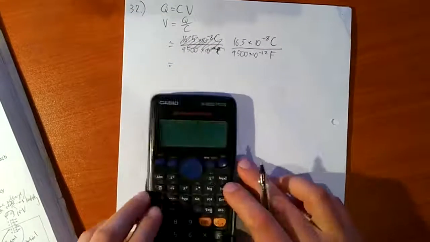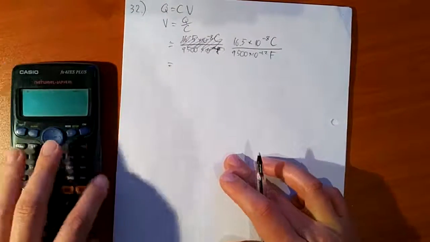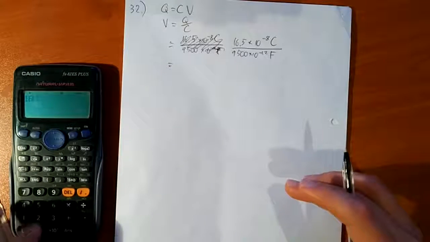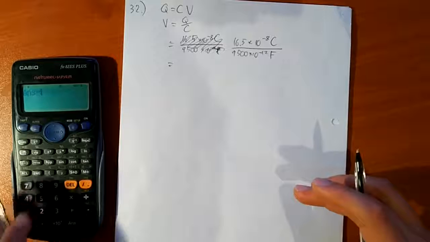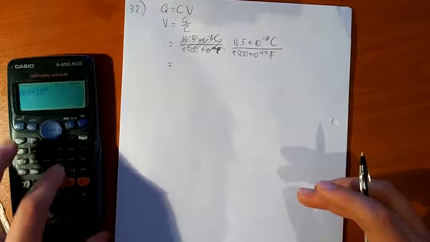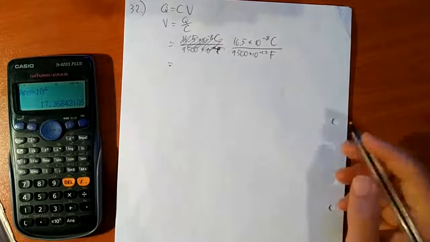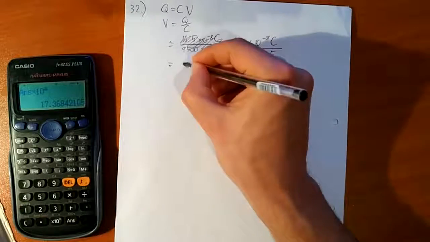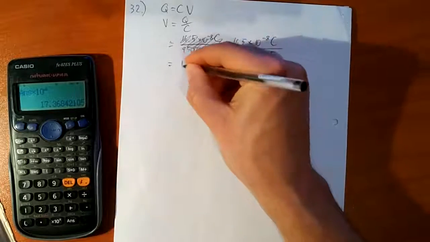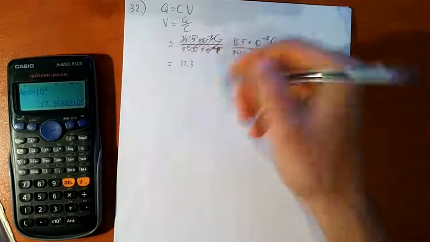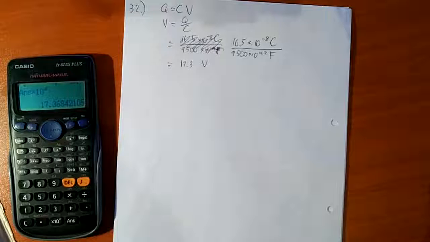And let's calculate that. 16.5 divided by 9500 times 10 to the power 4 is equal to that much. How many significant figures am I going to give? I think 3. So let's say 17.3, and the unit is volts. Okay, so that is for question 32.